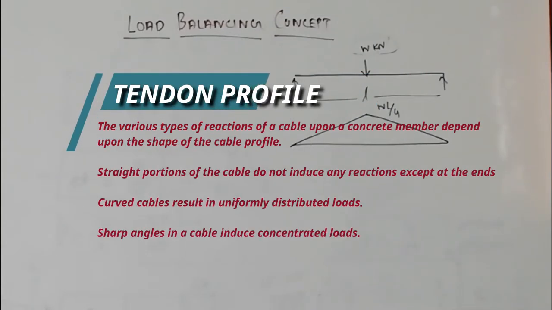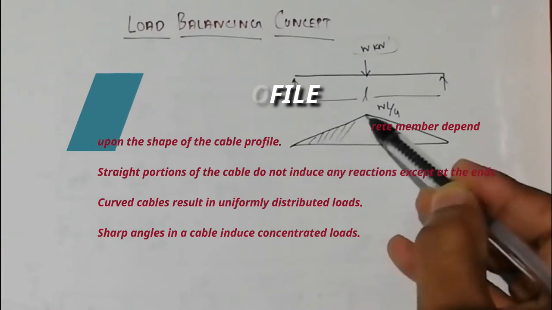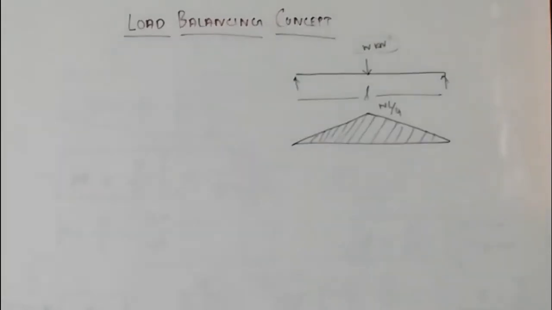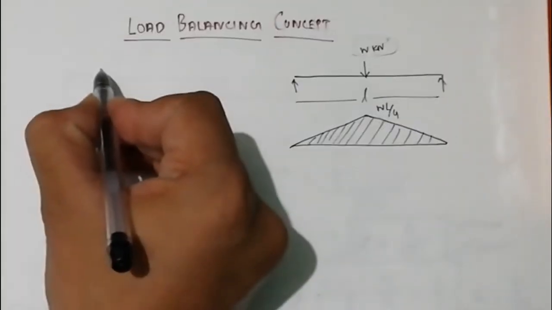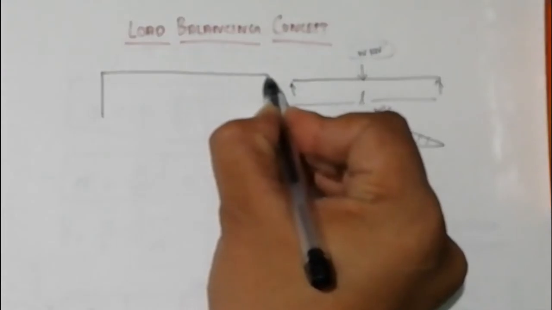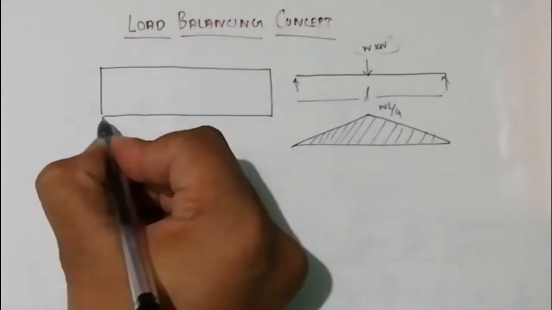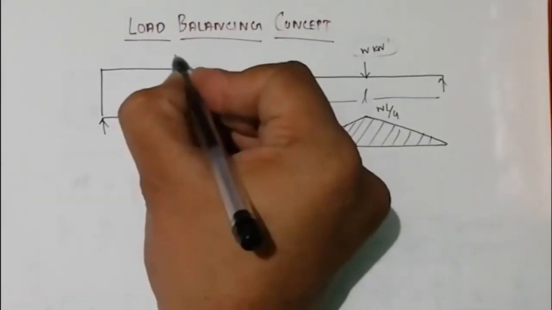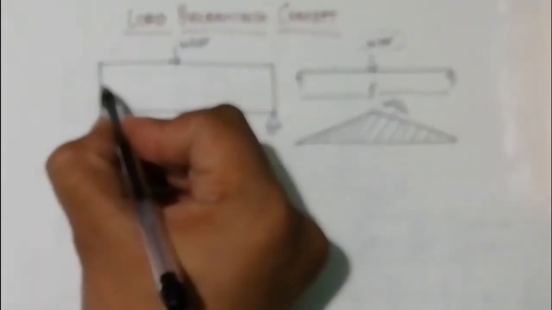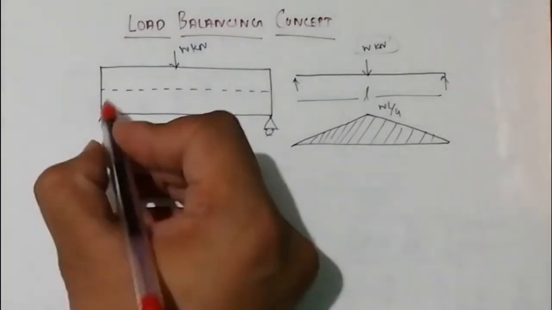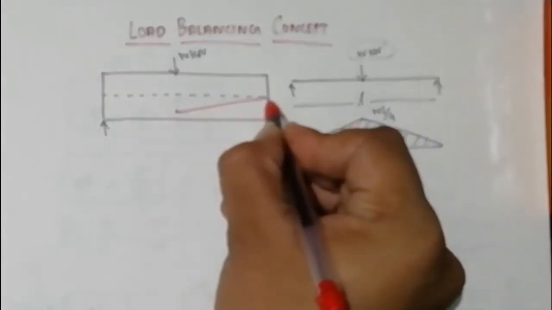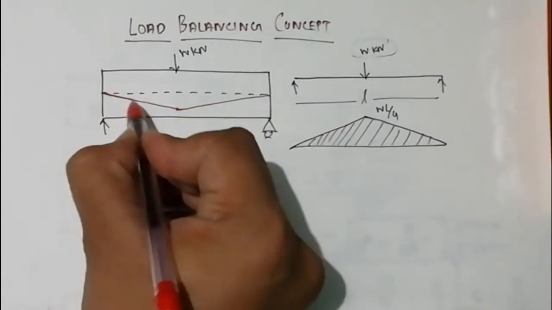Just provide a cable profile exactly a flip of the bending moment diagram. Here you can see that the bending moment diagram is like this. So providing a cable profile exactly a vertical flip of this diagram, if this is a member supported like this and supporting capital W kilonewton, and this is a neutral axis, the CGC line, so it is advisable to provide a cable profile like this. This is called a bent tendon.